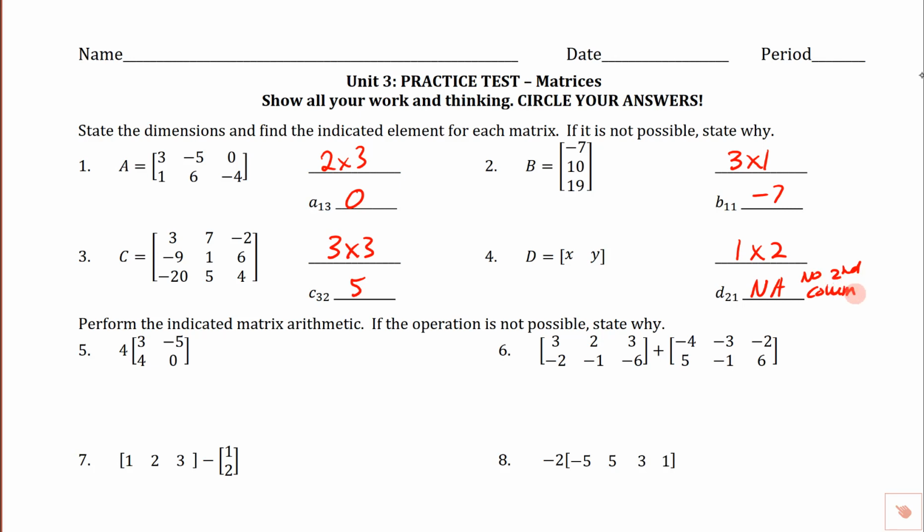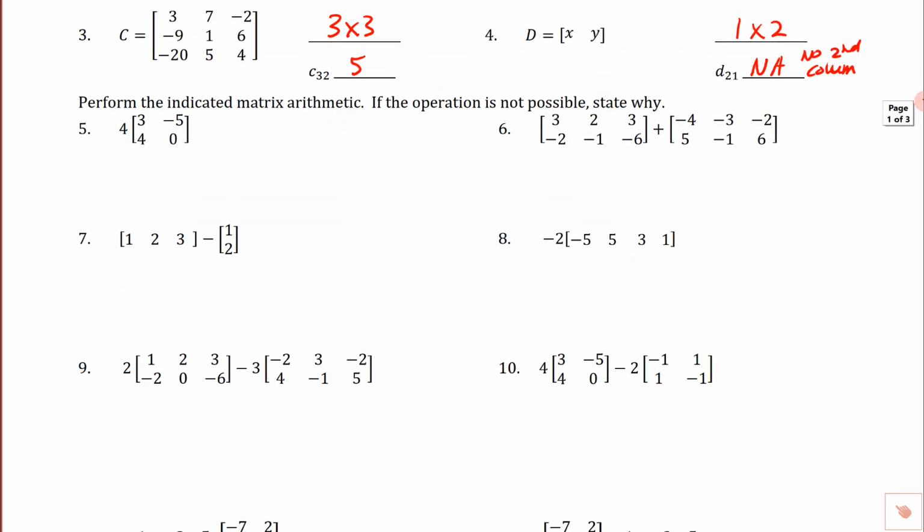All right, on to the next part here. Let's go ahead and take a look. It says perform the indicated matrix arithmetic. If the operation is not possible, state why. So if we can't do it, we want to make sure everybody knows that we know why it doesn't work.